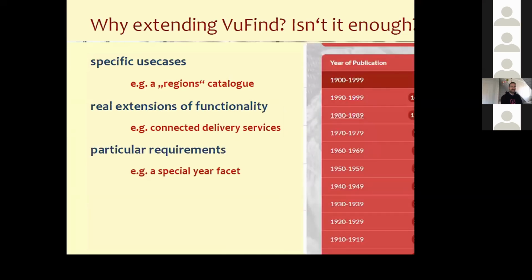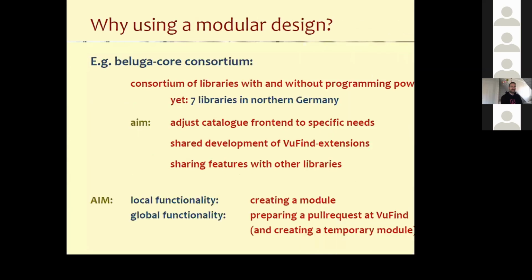Another one is related to very particular requirements. For example, we have a special publication year facet where you can drill down to a single year by century first, and then decades, and so on. So these are some examples for why we chose to extend VuFind.